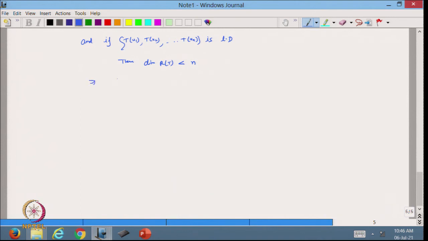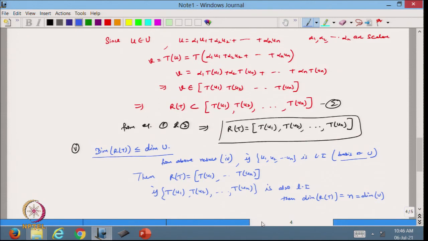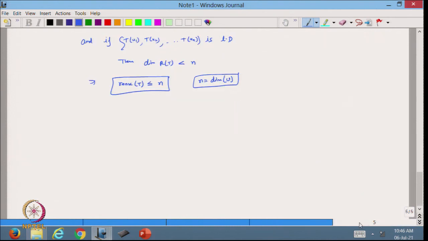So from here I can say that the dimension, or the rank, of T is always less than or equal to n, where n is the dimension of U. Why am I taking n? Because I have taken a linearly independent set of n vectors, so the dimension of U is going to be n. This way we are able to show this result.